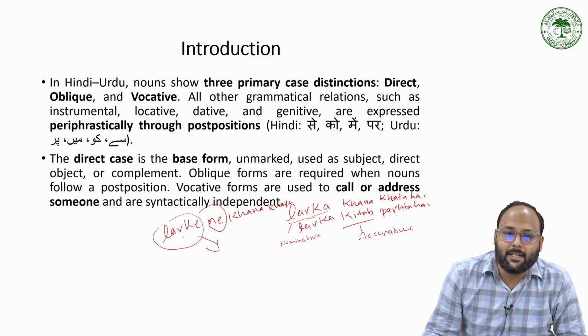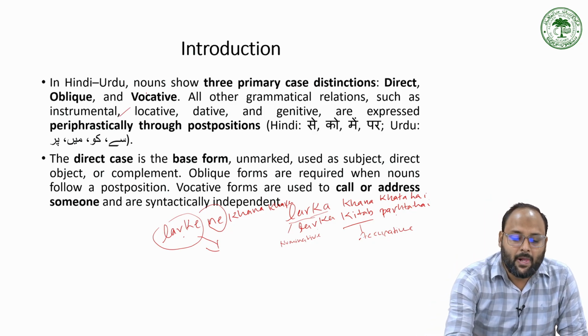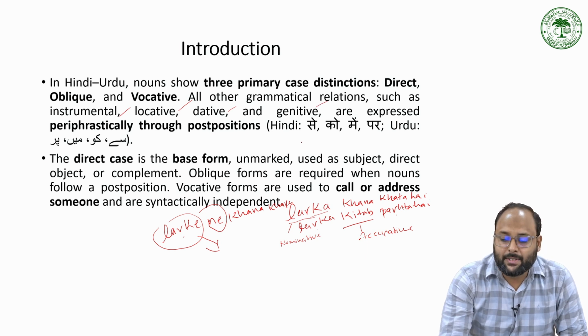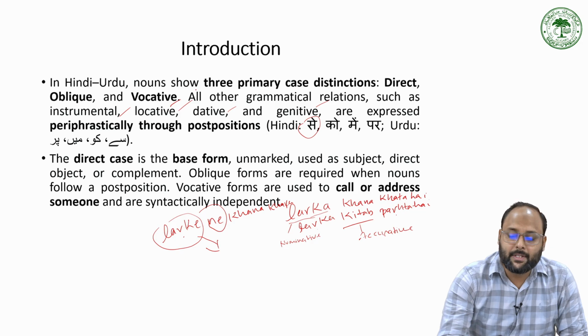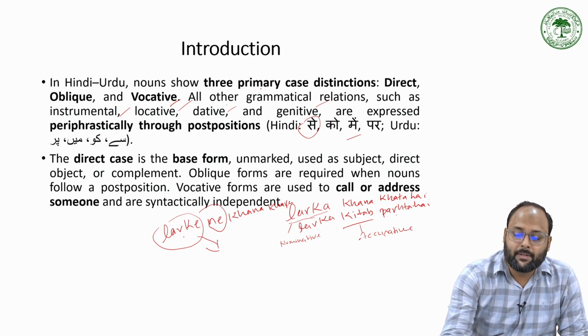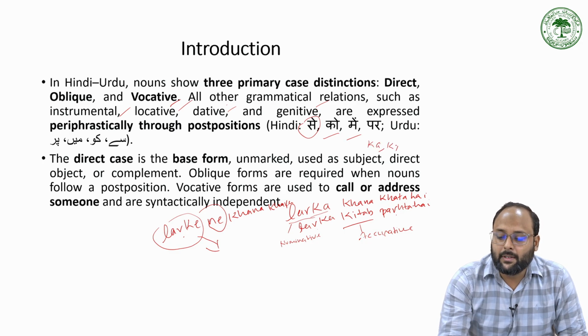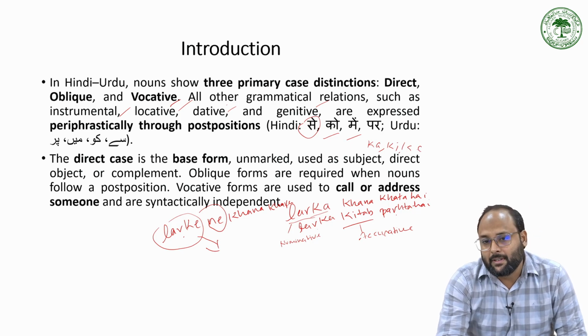And the other cases we have are the instrumental case, locative case, dative case and genitive case. The instrumental case is marked by se, the locative case by mein, the dative case by ko, and the genitive case by ka, ki, ke. We also say possessive, like Ram ki kitab, Ram ka ghar. So it is called the possessive case or genitive case.